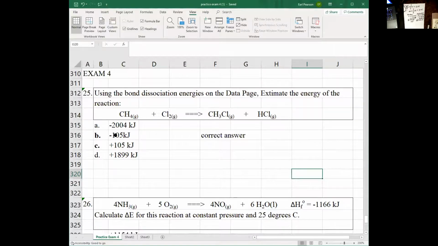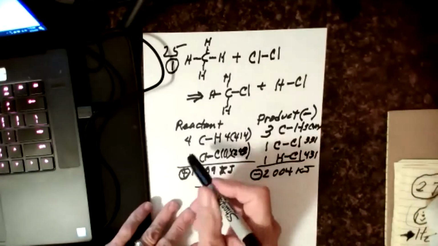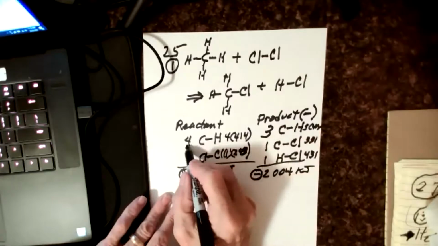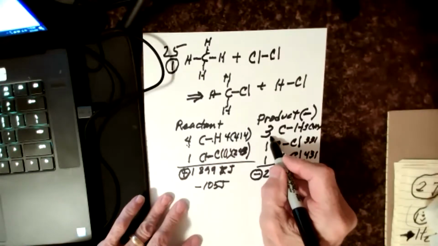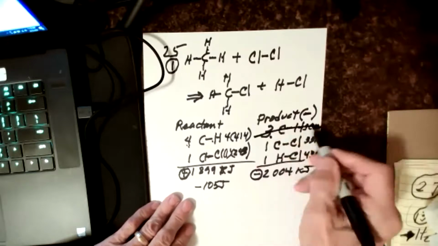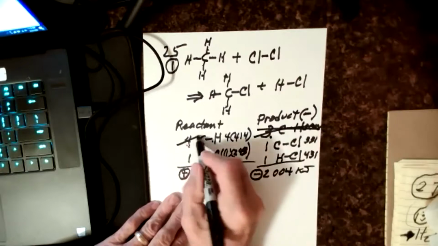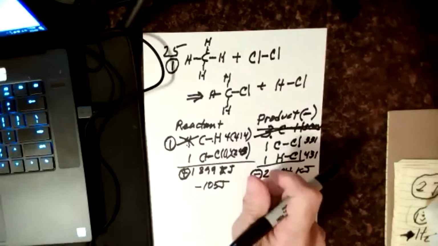Now, I should have showed you something else while we're here. Yeah, I'll go back to my screen to do that. I want you to notice something. If I've got 4 of these bonds on this side and 3 of these bonds on this side, I'm going to subtract them. So I can do it right here and save myself a little work and make that a 1. And sometimes that makes it a little easier.